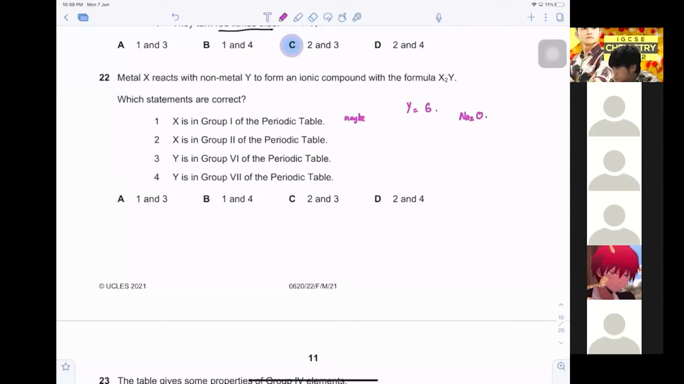Okay, X is group 2? Cannot. Group 2, you can't form. Okay, so Y is group 7? Not really. This is 6, right? Y is group 6. Yeah, correct.